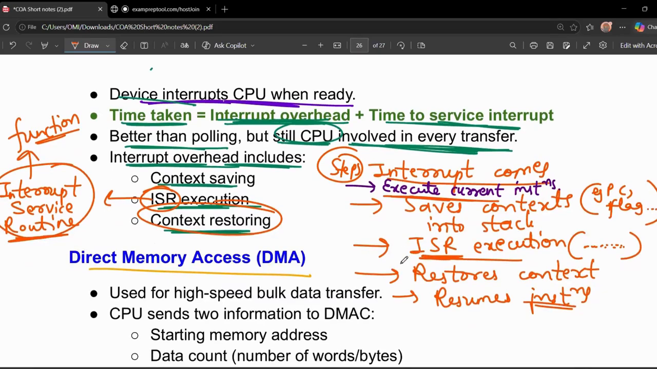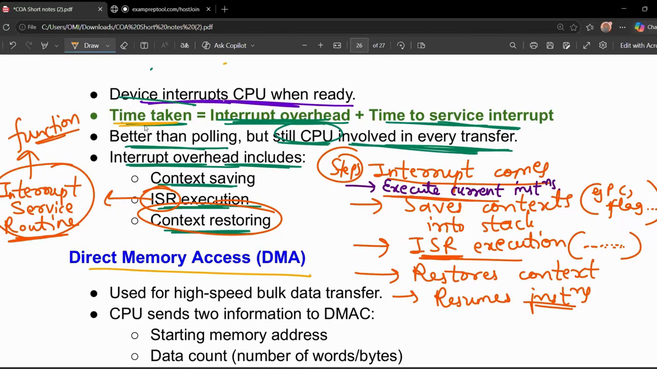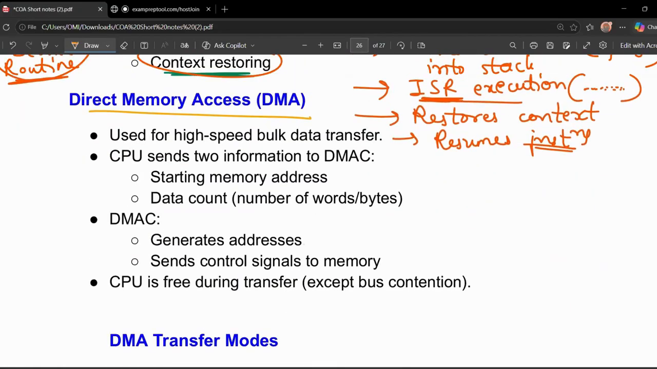These are the high level steps, very high level steps. I have not gone into that much detail because that is not required. You just have to take this time: interrupt overhead time plus time to service the interrupt. Now, the last method is DMA.